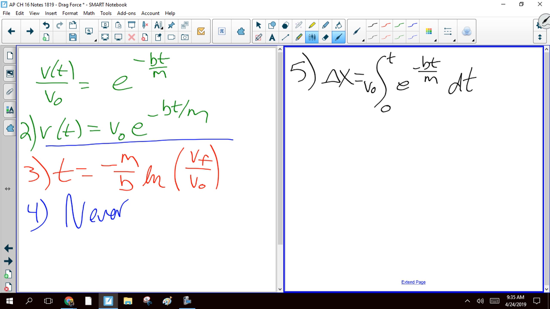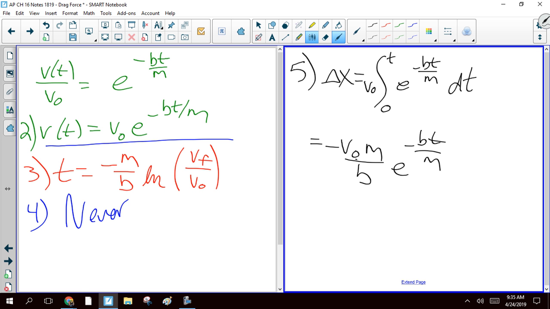So what would I have to take the derivative of to get this? Well, if I take the derivative of this, I'm going to get this, but with the chain rule I've got to multiply by negative b over m, right? So you've got to get rid of it, you've got to put in a negative m over b, right? Oops, sorry, I didn't flip it. M over b. M over b, e to the negative bt over m.